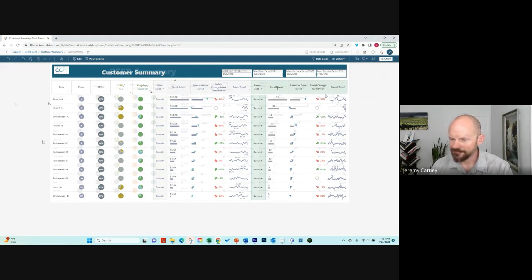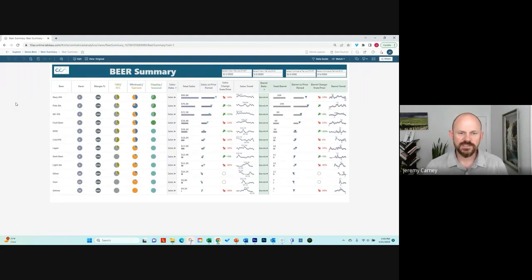Okay, so I just switched over to the beer summary. I'll do this one a little quicker since I already explained a lot of it. Now, as you can see, we're looking at our top 12 beer categories. These are all types of beer. We're again ranking them by the sales volume.